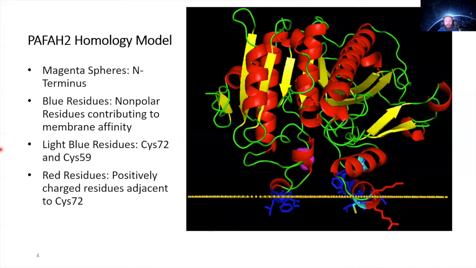So this here is a homology model of PAFH2 that was built using another enzyme that's similar to it as a template. An interesting feature of PAFH2 in this model are the two spatially close cysteine residues in the bottom right of the model here. And one theory we have is that an intramolecular disulfide bond may be occurring between these two cysteines under oxidative stress, which could potentially destabilize the dimer.